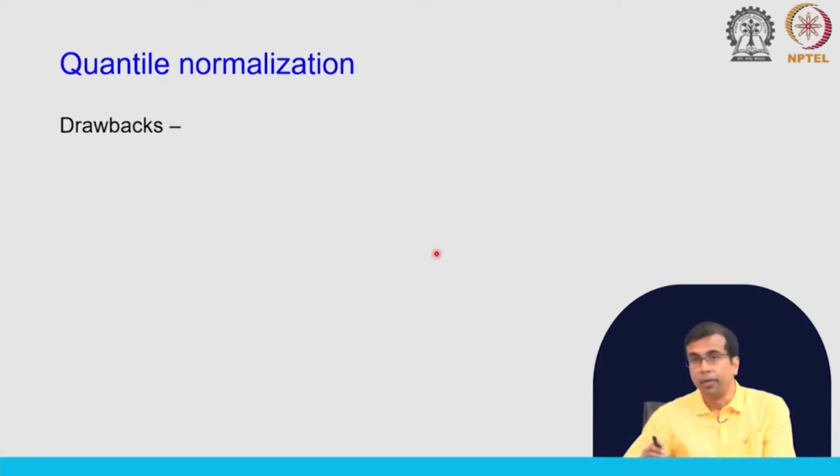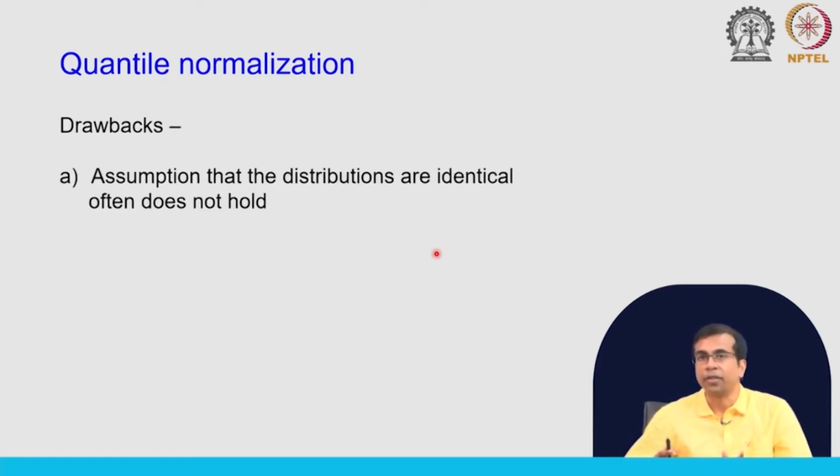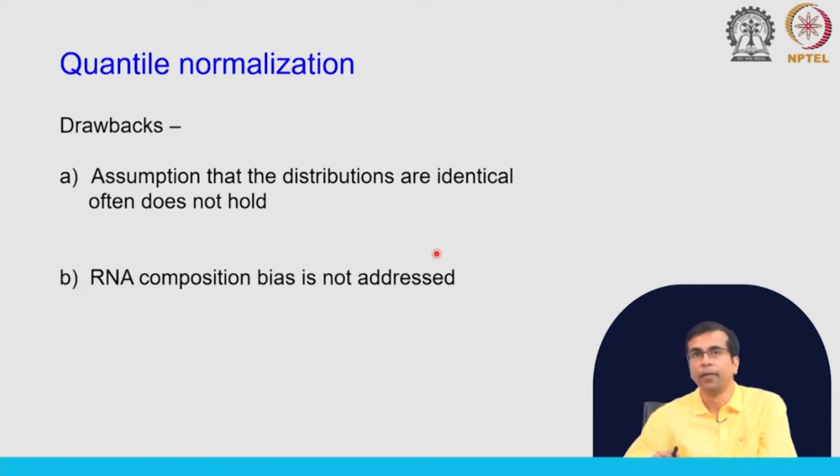So, we come to the drawbacks. The assumption that the distributions are identical often does not hold because of different scenarios. If you have just 2 genes showing very high expression, you will not have those values in other samples. So, you are artificially trying to contain all those values by making these distributions identical. This is one of the first major assumptions, and this is a drawback.